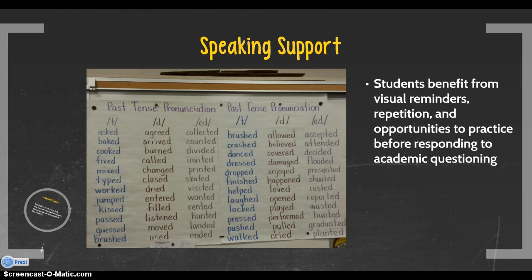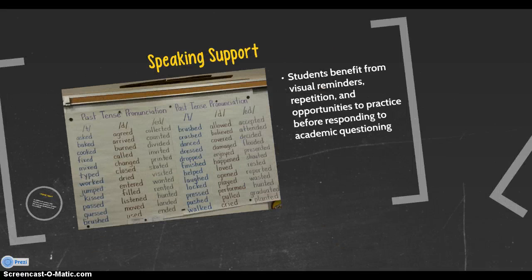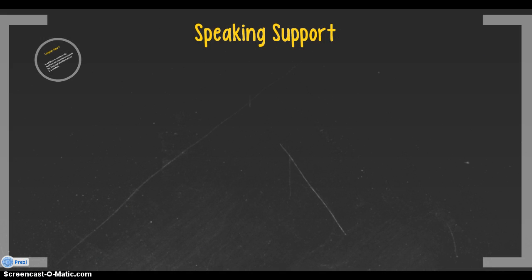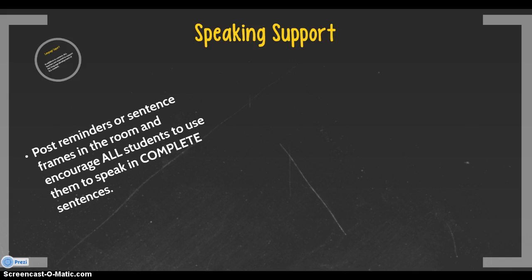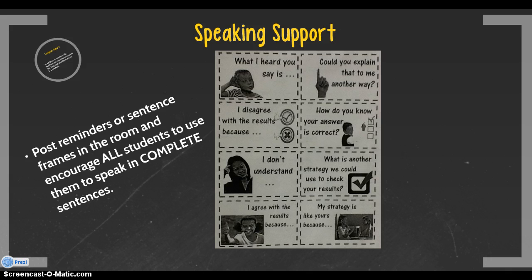Now, let's talk about speaking support. Students benefit from visual reminders, repetition, and opportunities to practice before responding to academic questions. The use of past tense is particularly challenging for most ELLs. You can also support speaking by posting reminders or sentence frames around the room and encourage all students in your class to use them to speak in complete sentences.